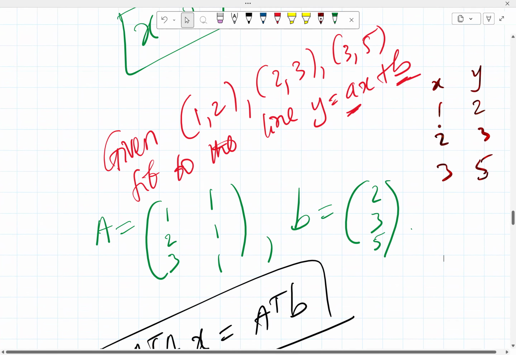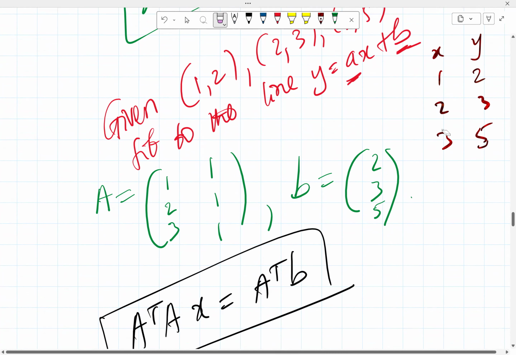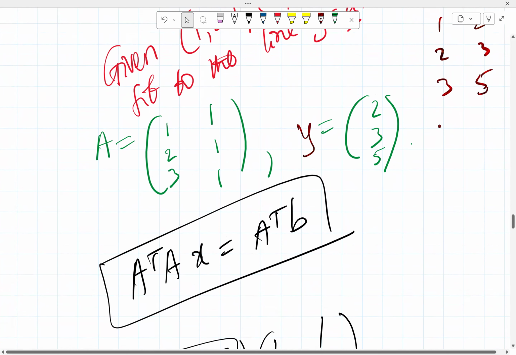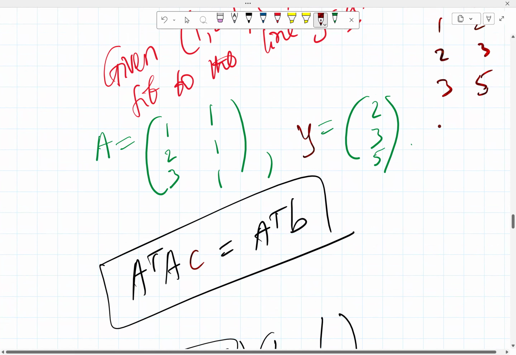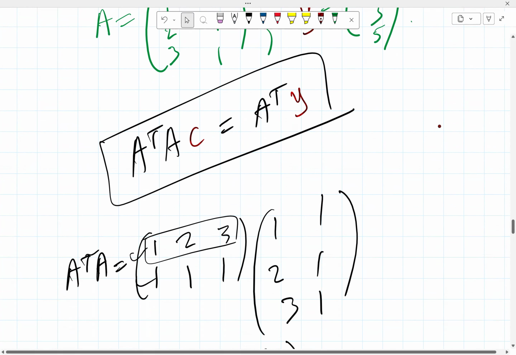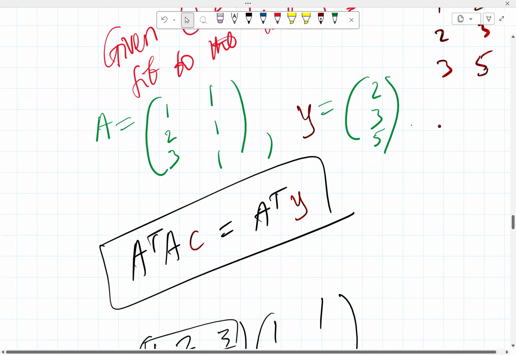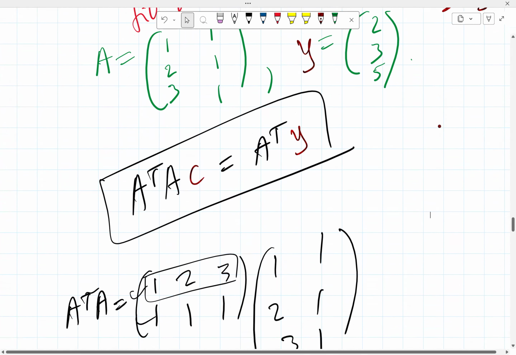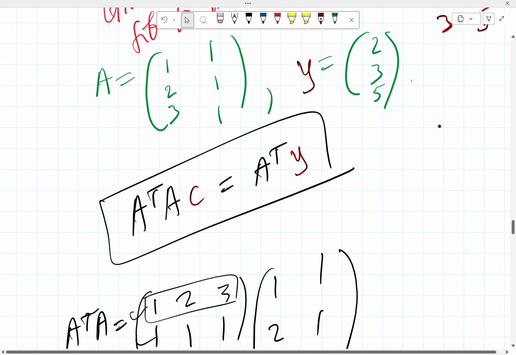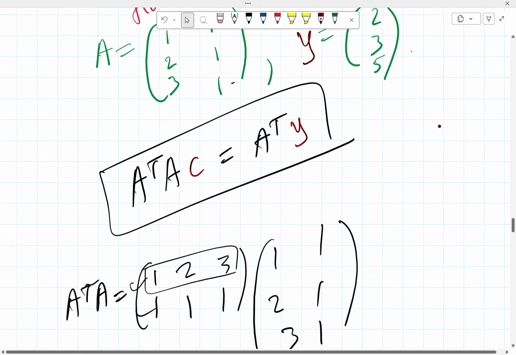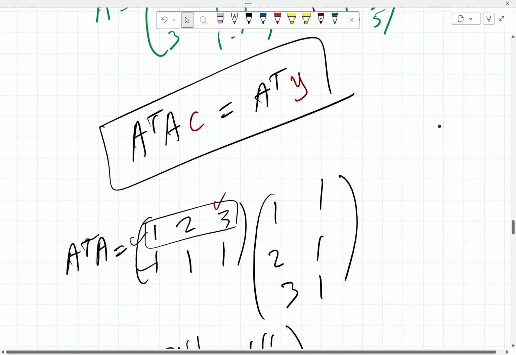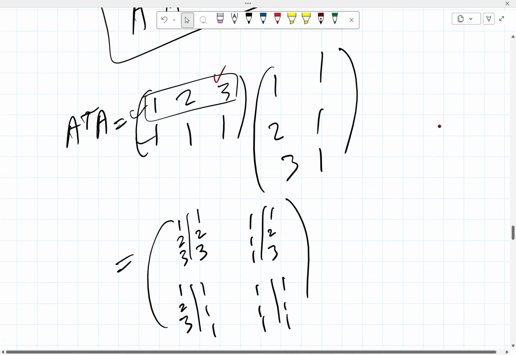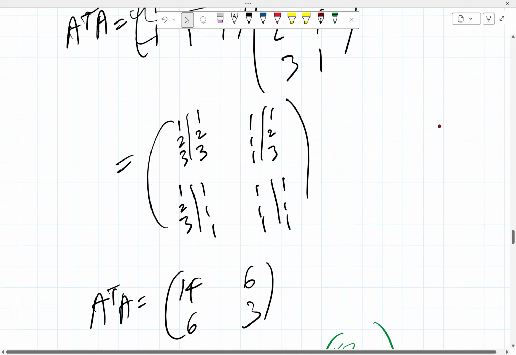In this case, what we call B is now what we call Y, all right? And then this is what we have come to call C. And then this becomes the Y, like this. And then for A transpose A, this is what I meant: row 1, 1, 1 becomes the first column here. Row 2, 2, 1 becomes the second column here. 3, 1 becomes the third column here. And then you multiply the two together, and this gives you 14, 6, 6, 3.